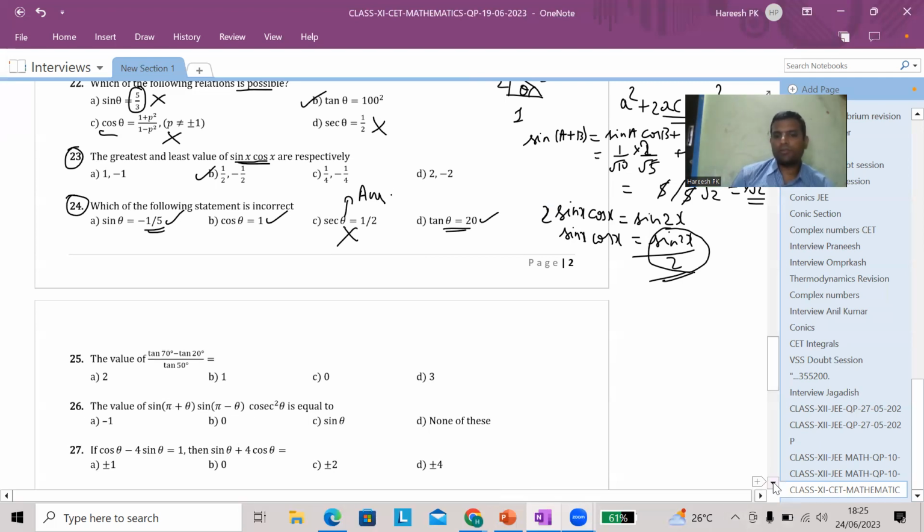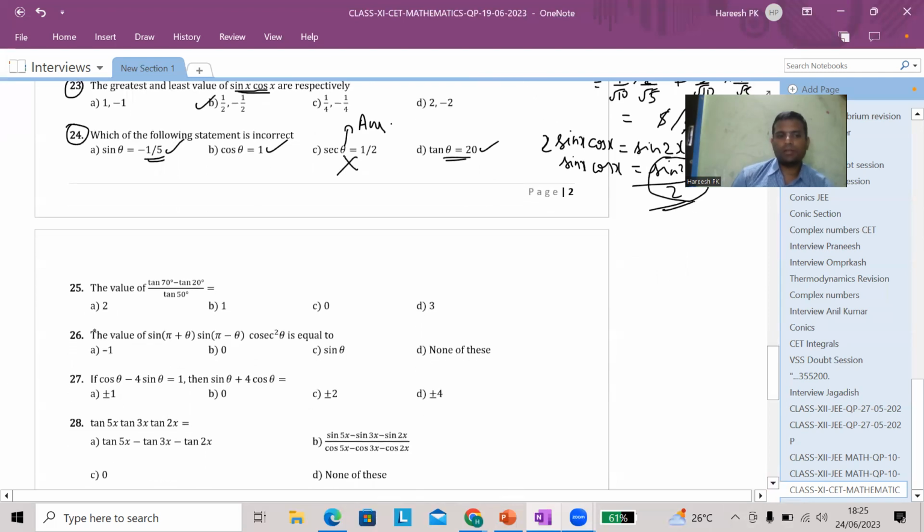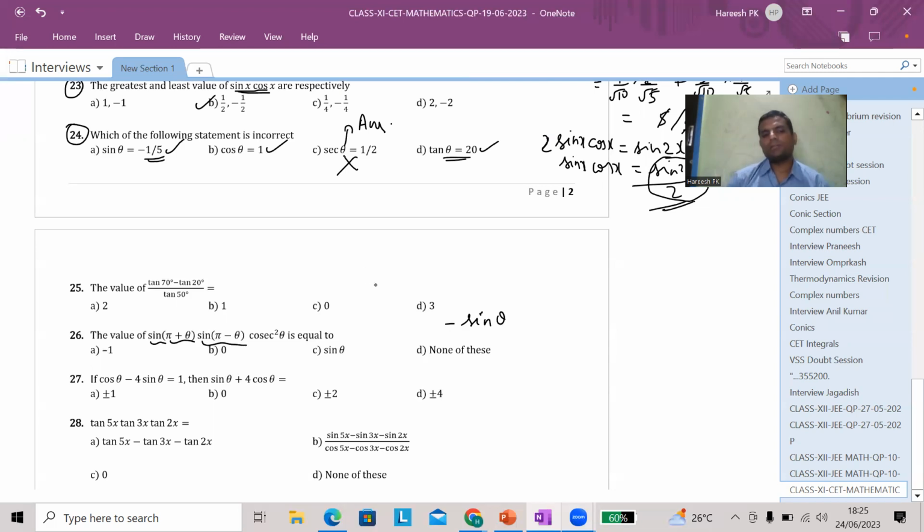Now, before we go 25th, let's do 26th quickly. Sine of 180 plus theta. Third quadrant. So it will become minus sine theta. And sine of 180 minus theta. That is sine theta. And cosecant square. So cosecant and sine are reciprocals. I can always write cosecant as 1 by sine whole square. So everything will get cancelled except the minus 1. The answer is minus 1.